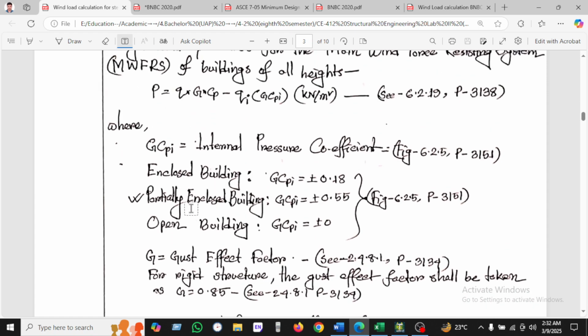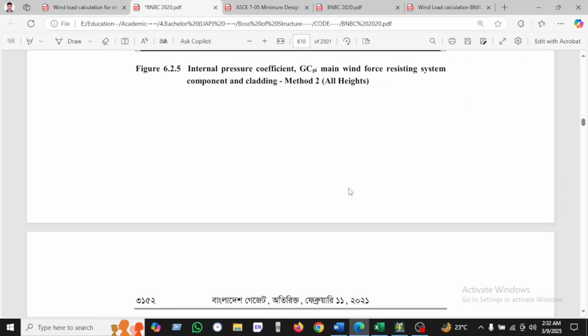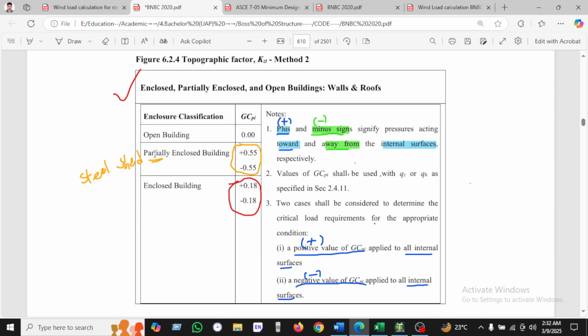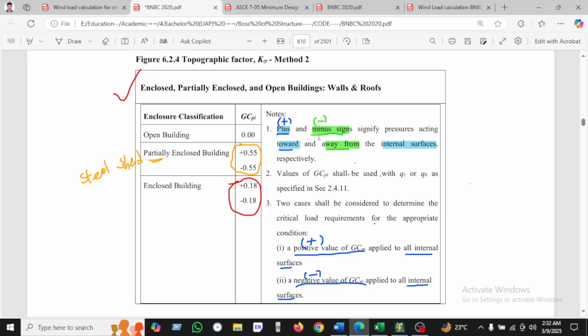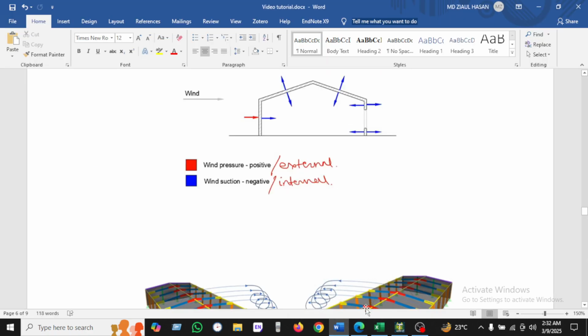As we have found it partially enclosed, we will use 0.55 as given in the 3151 case. For the partially enclosed building, we use 0.55. The positive and negative sign means pressure acting toward the surface, which is positive, and the minus sign means away from the internal surface, which is suction. We have already discussed this.